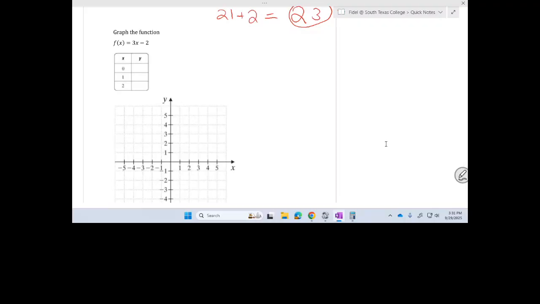Y'all, for the next problem, this problem here is just kind of like the first one or the second problem we did earlier in class today. We're going to go ahead and graph this function, okay? Notice again, y'all, in this problem, they gave us a table. They gave us numbers for x. We're going to figure out what the y numbers are going to be, okay?